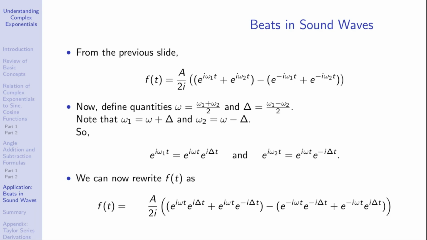Okay, now we can rewrite f of t as A over 2i times e to the i omega t times e to the i delta t, plus e to the i omega t times e to the minus i delta t, minus e to the minus i omega t times e to the minus i delta t, plus e to the minus i omega t times e to the i delta t.